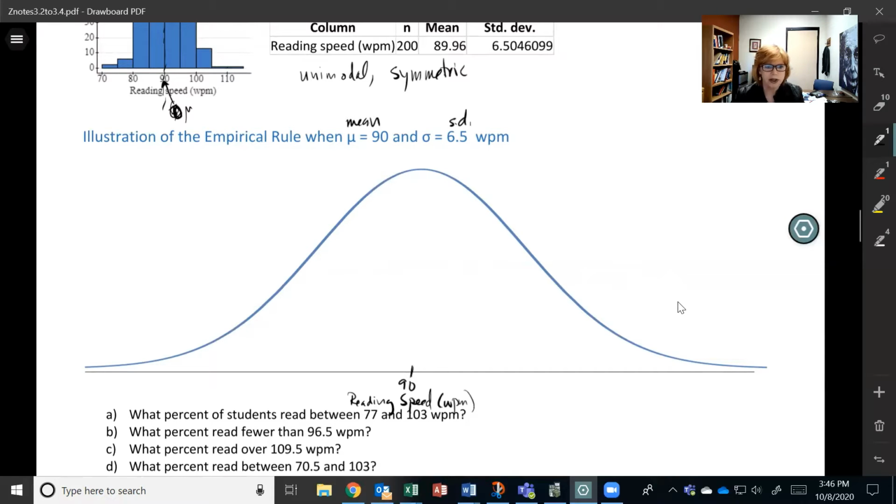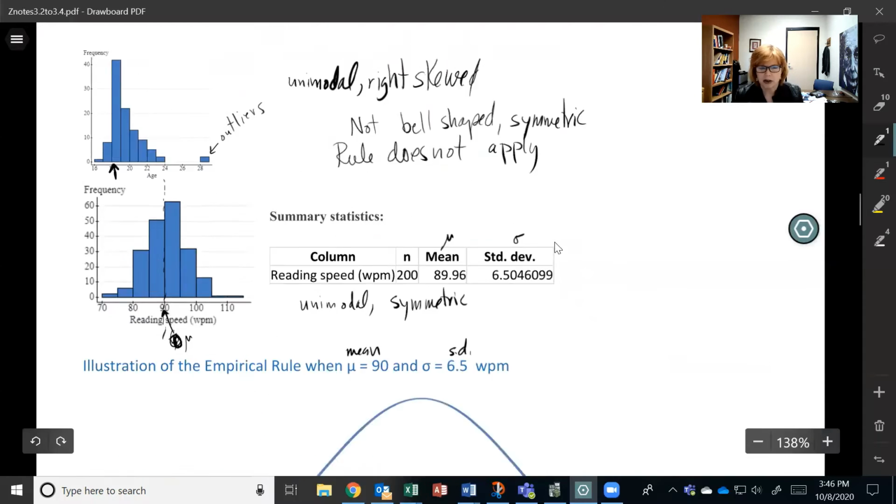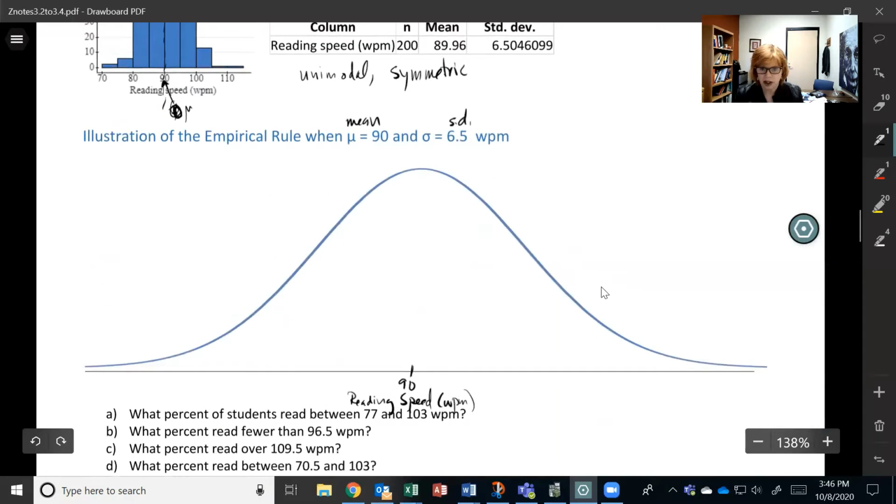I told you above that almost all observations occur within 3 standard deviations. So if I add 3 standard deviations, I should be out here somewhere. I'm going to make a couple ticks in here, and these are 1, 2, 3. Let's improve my drawing just a little bit. And the same thing over here: 1, 2, 3.